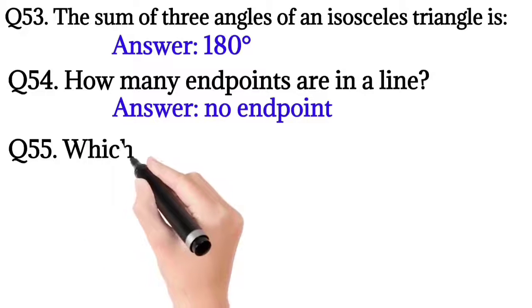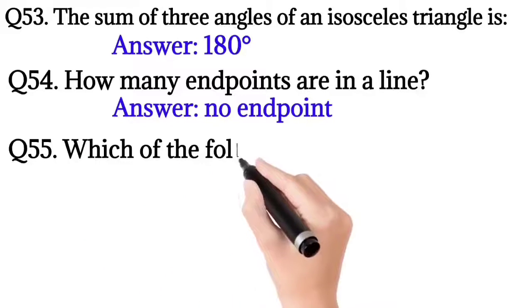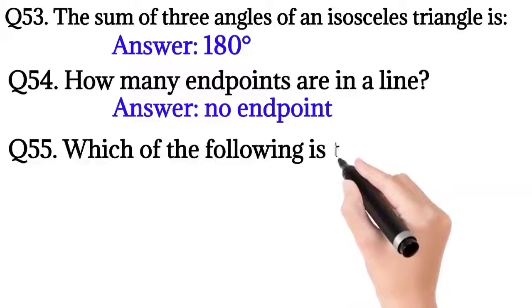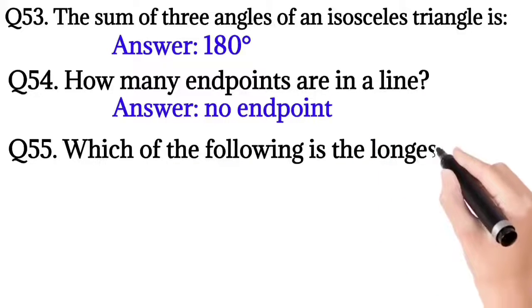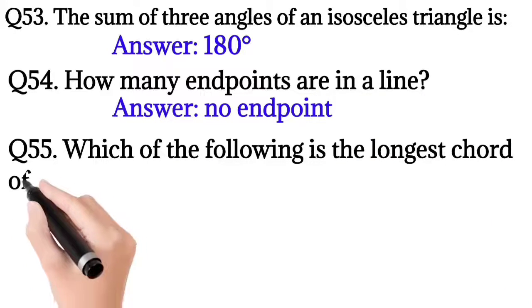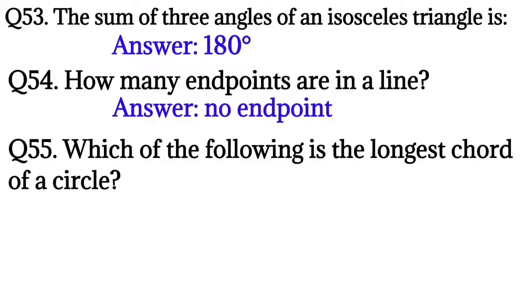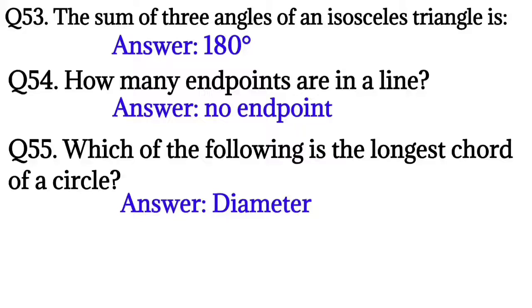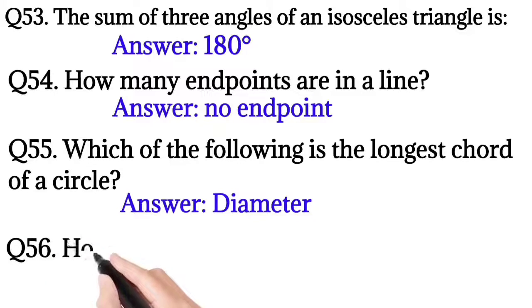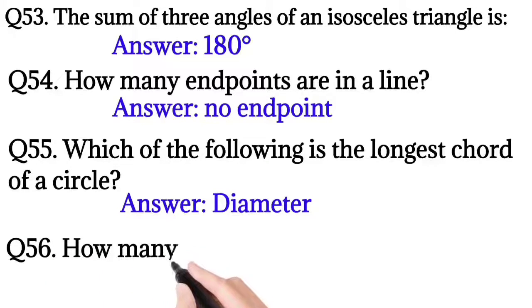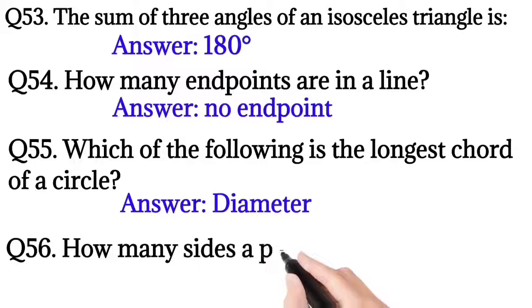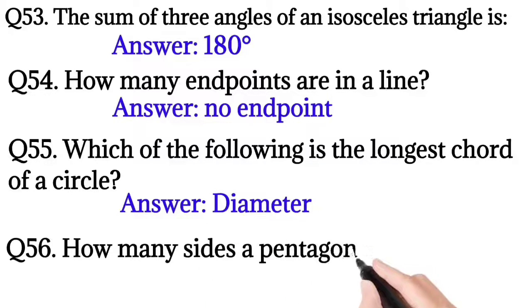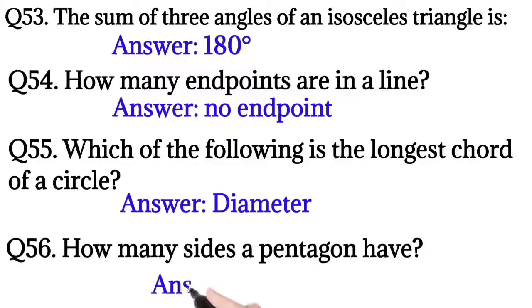Question number 55. Which of the following is the longest chord of a circle? So the longest chord of a circle is the diameter. So the answer is diameter. Question number 56. How many sides does a pentagon have? So pentagon has 5 sides. So the answer is 5.